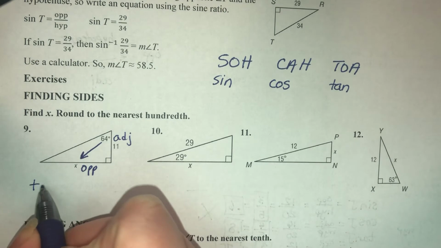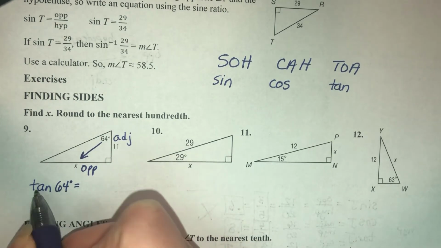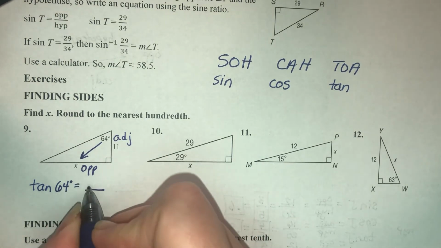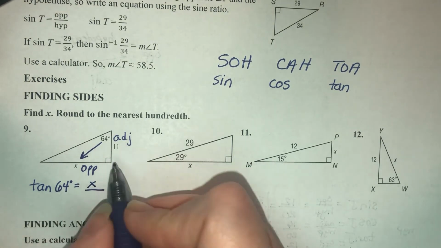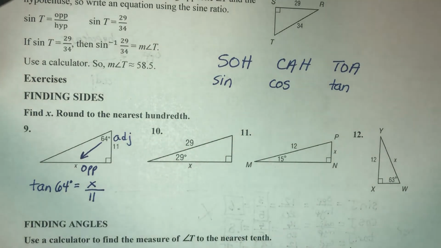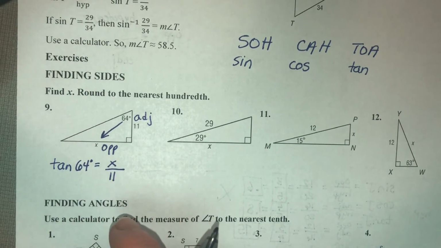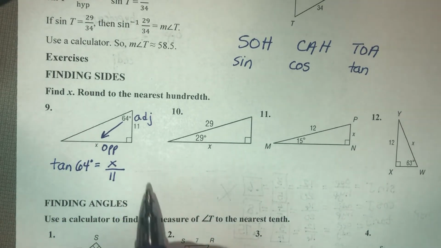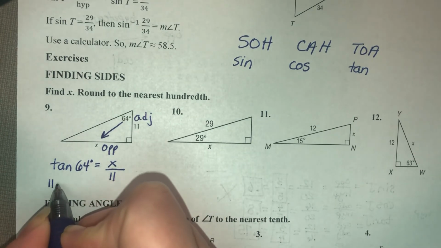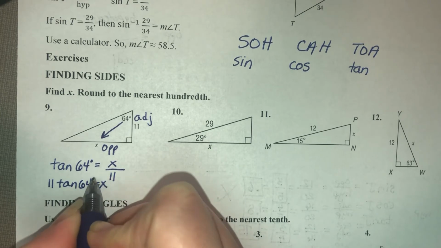So we're going to say the tangent of 64 degrees, because the angle always follows the trig function, equals the opposite side, which is x, over the adjacent side, which is 11. Now, to get the x by itself, since it's divided by 11, I have to multiply by 11 on both sides. So I'll have 11 times the tangent of 64 equals x.